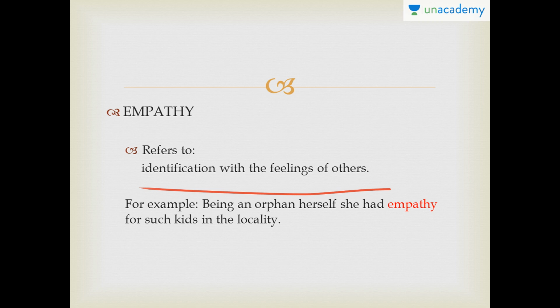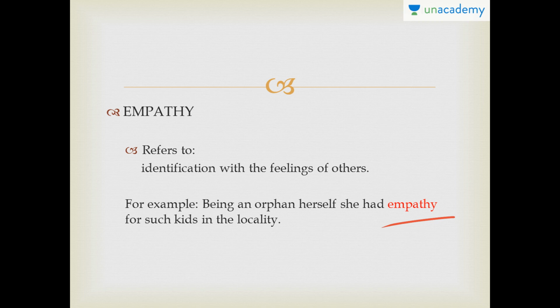For example, let's look at the example. Being an orphan herself, she had empathy for such kids in the locality. So she knew what it is to be an orphan, and that is the reason why she empathizes with other orphans who are there in her locality. So she doesn't have sympathy, because that is not what sympathy actually is.